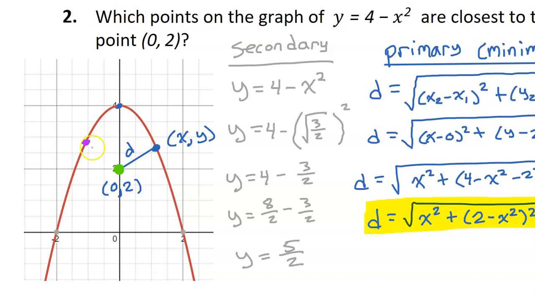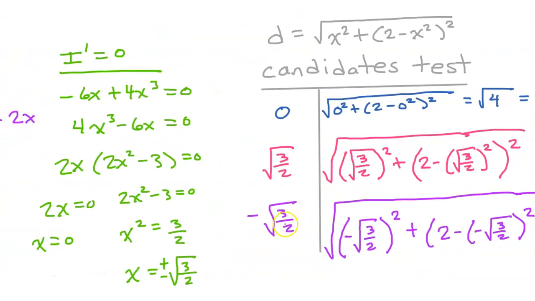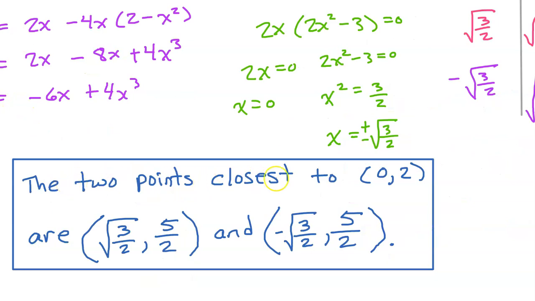These 2 points will have the same y value, all right? We can just tell that visually. Also, we can tell because if we plugged in the other x value, that would mean putting a negative sign right here. But when you square it, the negative sign would go away anyway, and we would get the same y value. So we will have the same y value for both x values. The 2 points closest to (0, 2) are the square root of 3 halves, 5 halves, and negative square root of 3 halves, 5 halves.